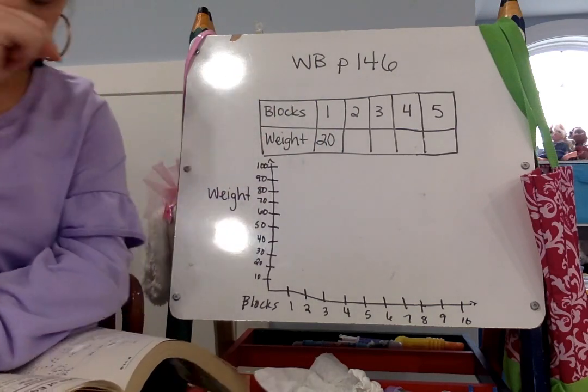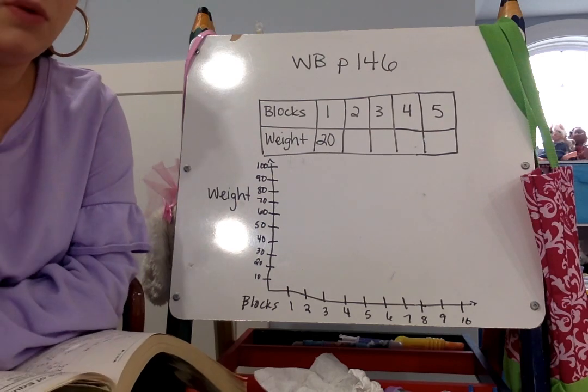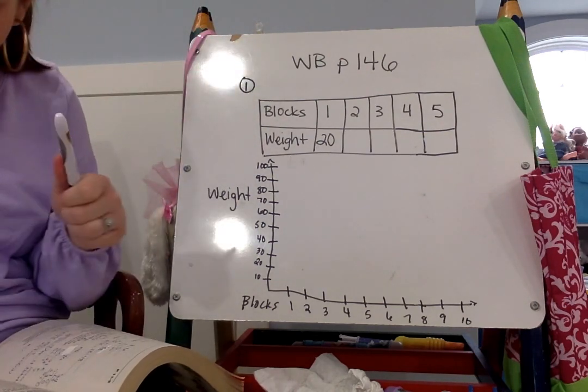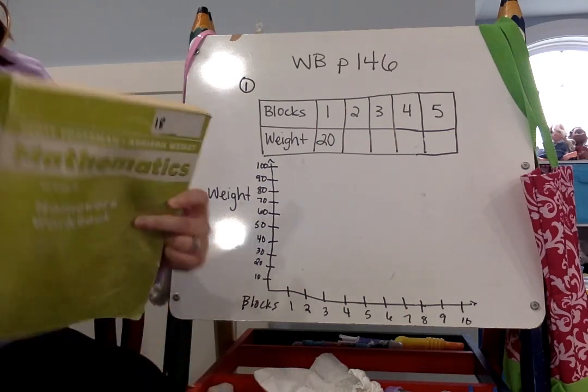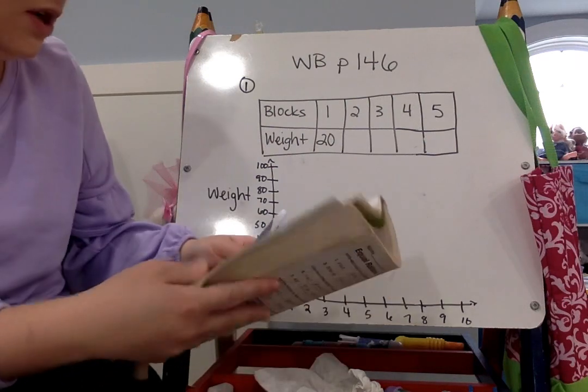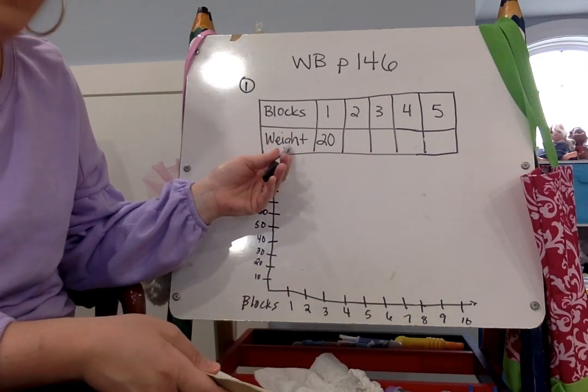So if you look at page 146, there's the example at the top, but I'm actually looking at number 1 from the workbook at the bottom of the front of page 146. Where it says a block weighs 20 pounds. Complete the table of equal ratios. So we have the number of blocks and then the weight per that number of blocks.